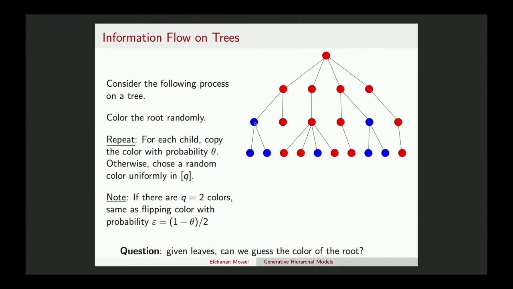Given the leaves, so given I know the structure of the tree, I see the colors of all the leaves, I want to say something about the color of the root, can I do something better than random? So the answer for every finite tree is yes. We're not interested in finite trees, we're going to be interested in the limiting process. Is the information preserved as the tree is getting bigger and bigger? That's the question.